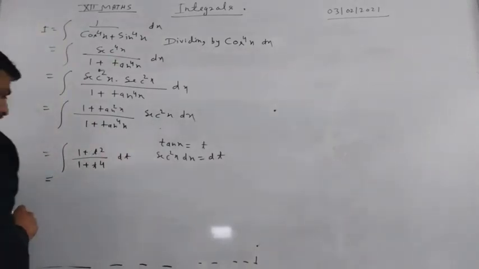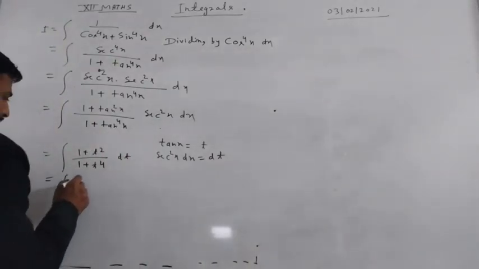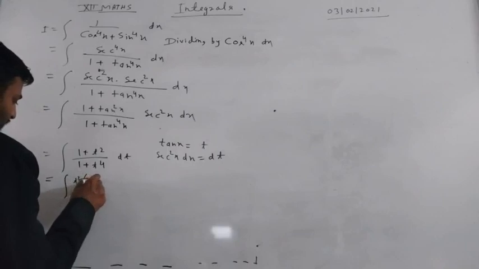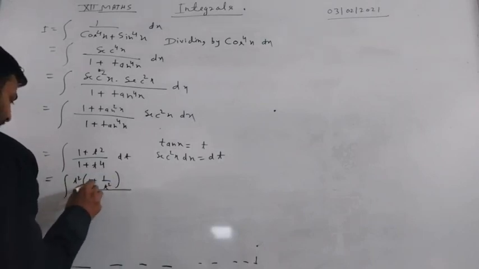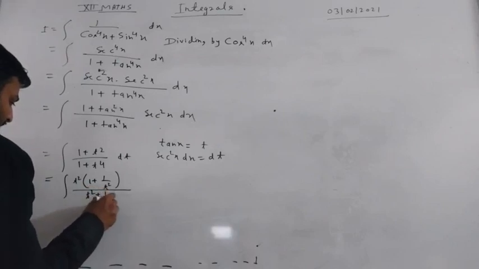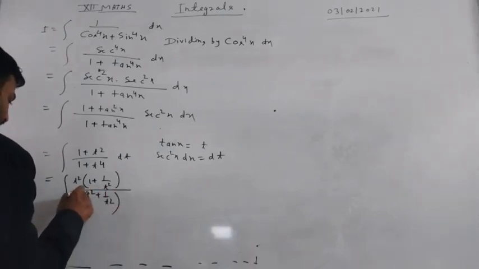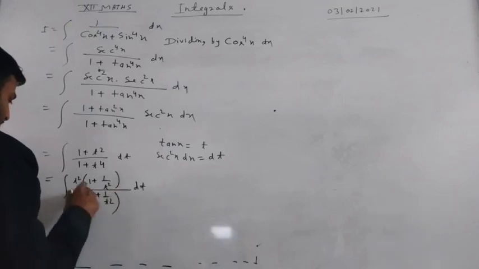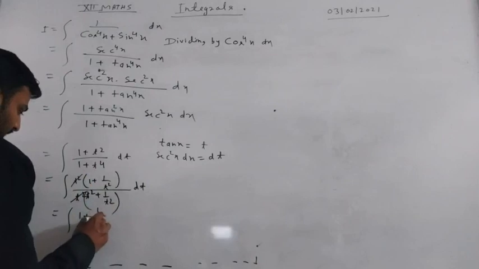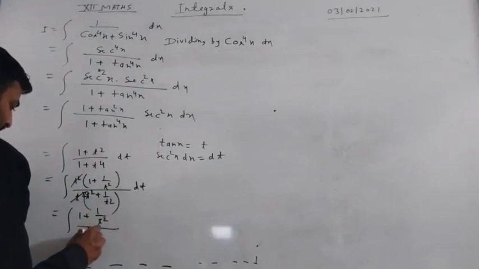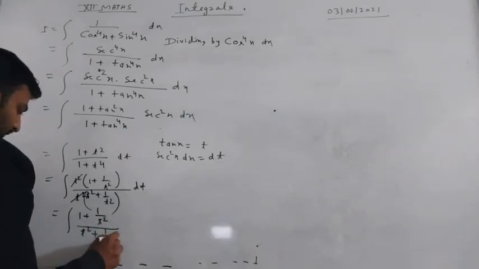Okay, students. And here, taking t square outside, we get 1 plus 1 by t square by t square, and here t square plus 1 by t square dt. Now t square will reduce. We get 1 plus 1 by t square by t square plus 1 by t square.